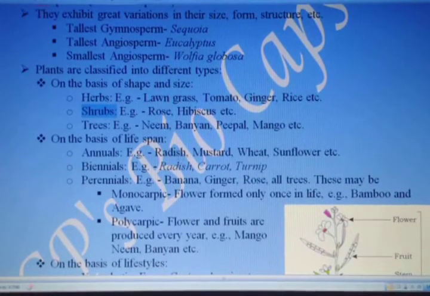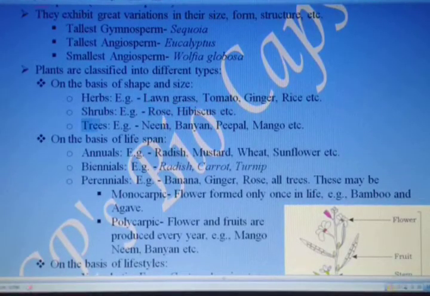Shrubs are a little bushy. They can live for more than 2 seasons, 1 year, 2 years, or more. Sometimes some of them are able to live for many years, so they become perennial. This is another kind of classification that we will discuss after some time. Examples of shrubs are rose, hibiscus, etc. Jasmine you can also include over here.